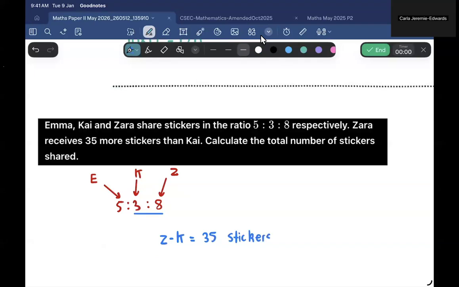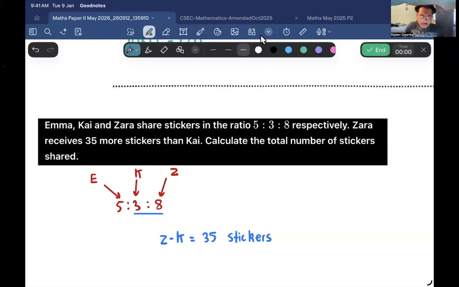What next? I still don't know what to change. The next step, I'd put Emma equals 5 and Kai equals 3. Therefore, 1 share equals 35. Did I get that wrong there? Yeah.